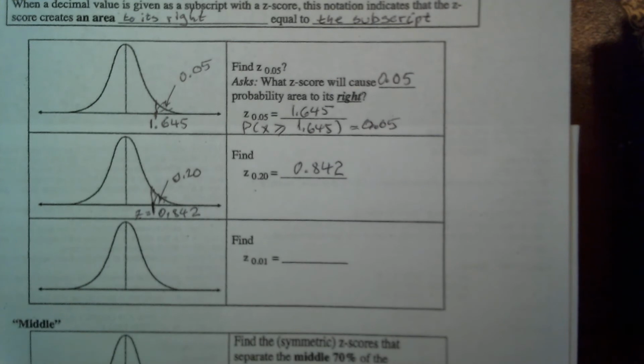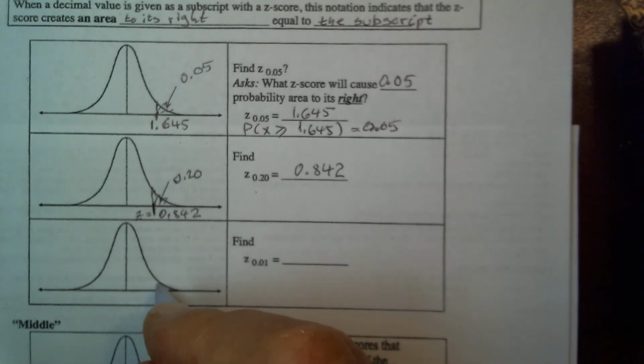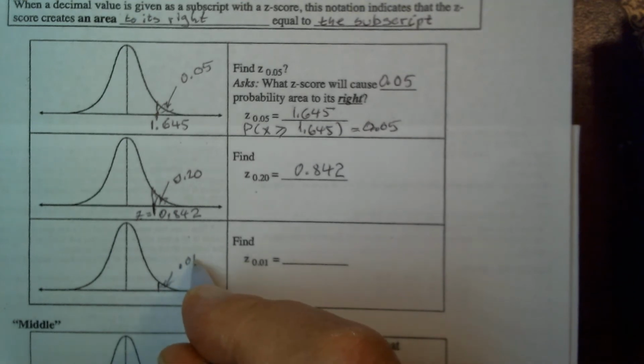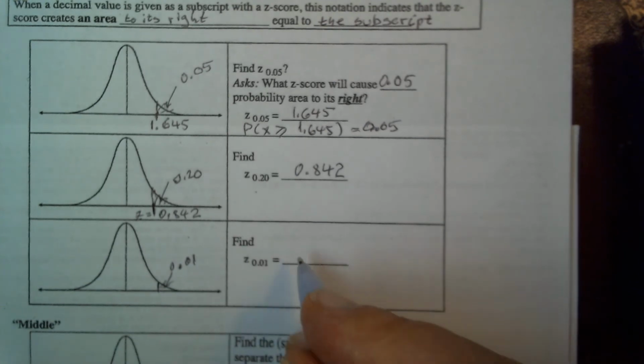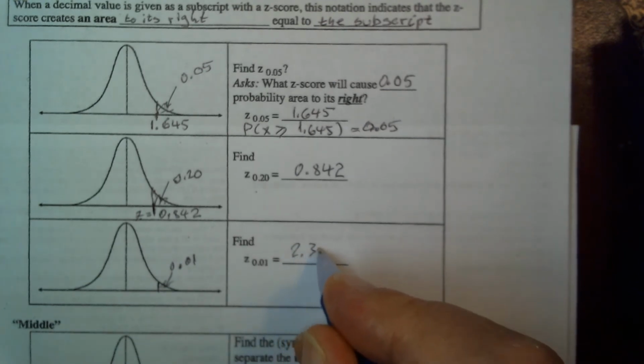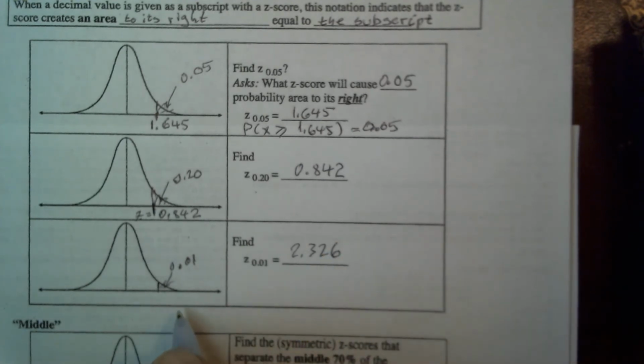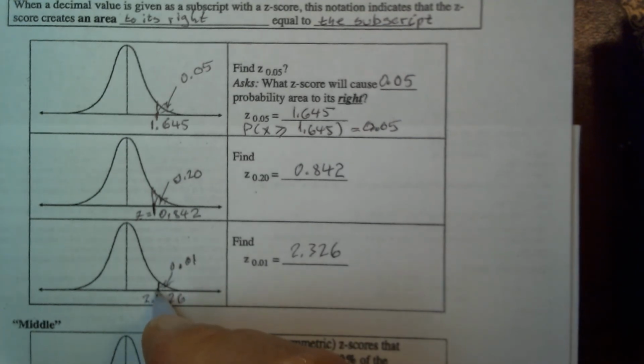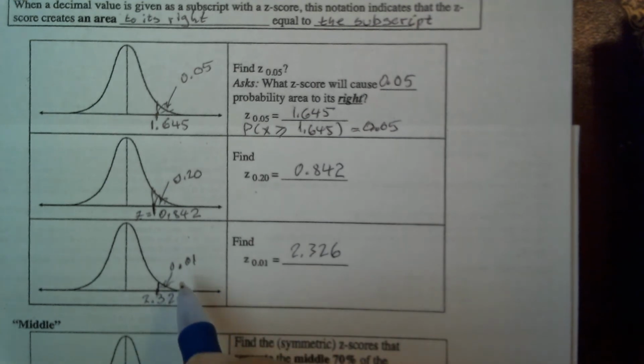Similarly, when we look for z sub 0.01, it's a very small area, obviously. This area is 0.01 or 1%. So that would be equal to 2.326, whether you use technology or the tables. So that's the z-score. The important thing is not to confuse the area of 0.01 with the corresponding z-score.